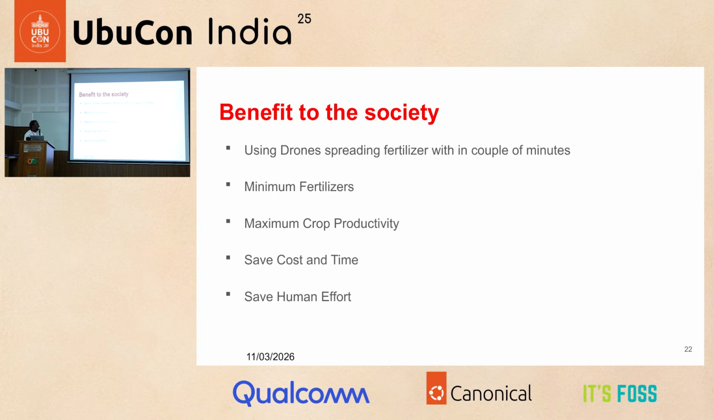So this is a benefit to the society. A drone can spread fertilizer in a couple of minutes. Now in the villages, they are not using human beings; drones are used now. For half an hour or 1 hour they charge some 300 rupees for fertilizing. One acre of land can be done within 10 or 15 minutes. So I'm minimizing the fertilizer, maximizing the crop productivity, and I can save the cost, time, and human effort also.